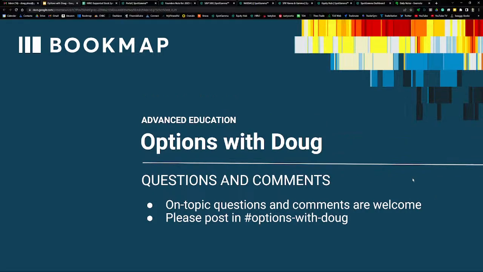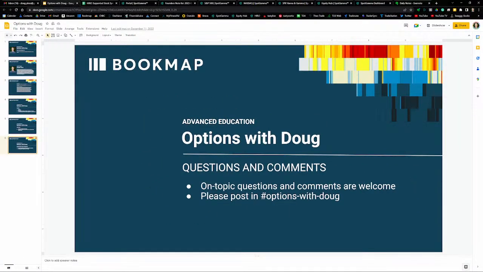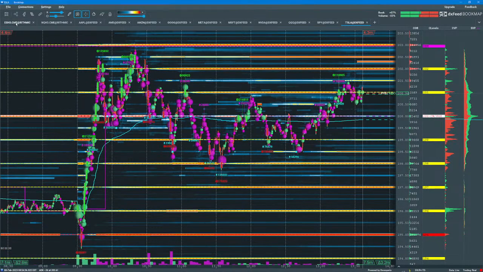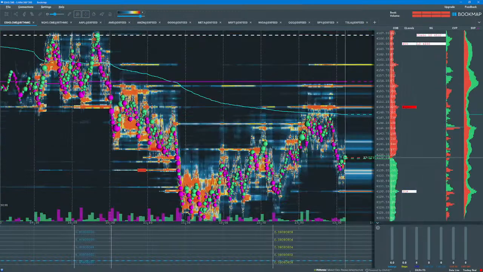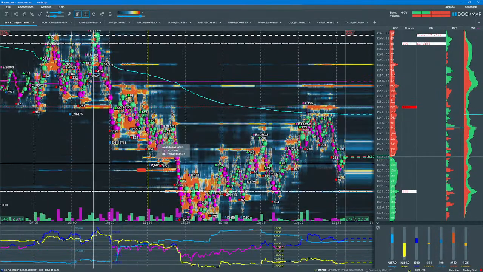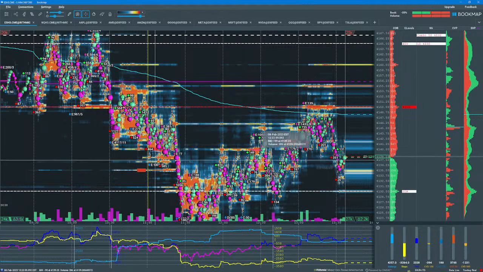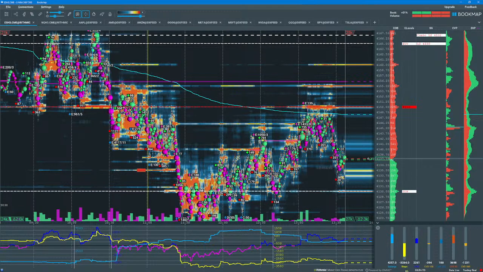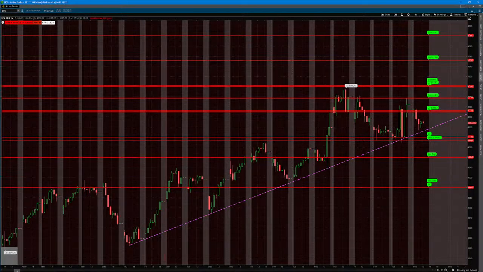Let's get out of this. And let's talk about levels. So let's go to Bookmap here. We'll start with the S&P 500. So this is the S&P 500 in Bookmap, and I'm actually going to start with a bigger picture view. So this is in Thinkorswim.